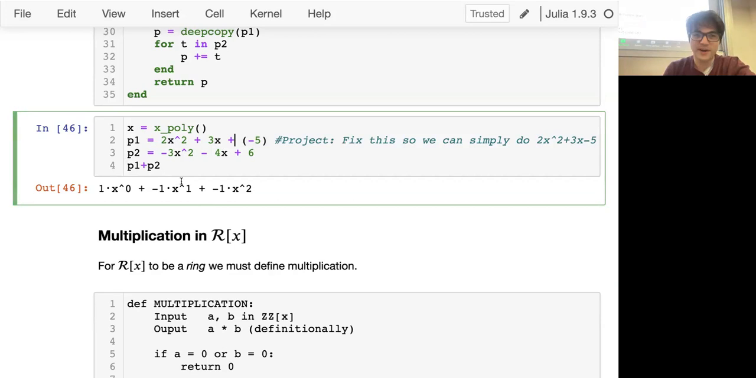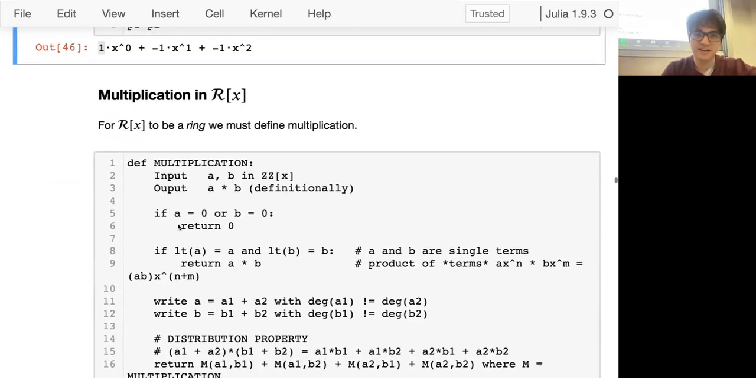Here's another polynomial, minus 3x squared minus 4x plus 6. And their sum is going to be, so it's 2 minus 3 is minus 1, right? 3 minus 4 is minus 1. Minus 5 plus 6 is 1, right? So we faithfully produce the sum of those polynomials.